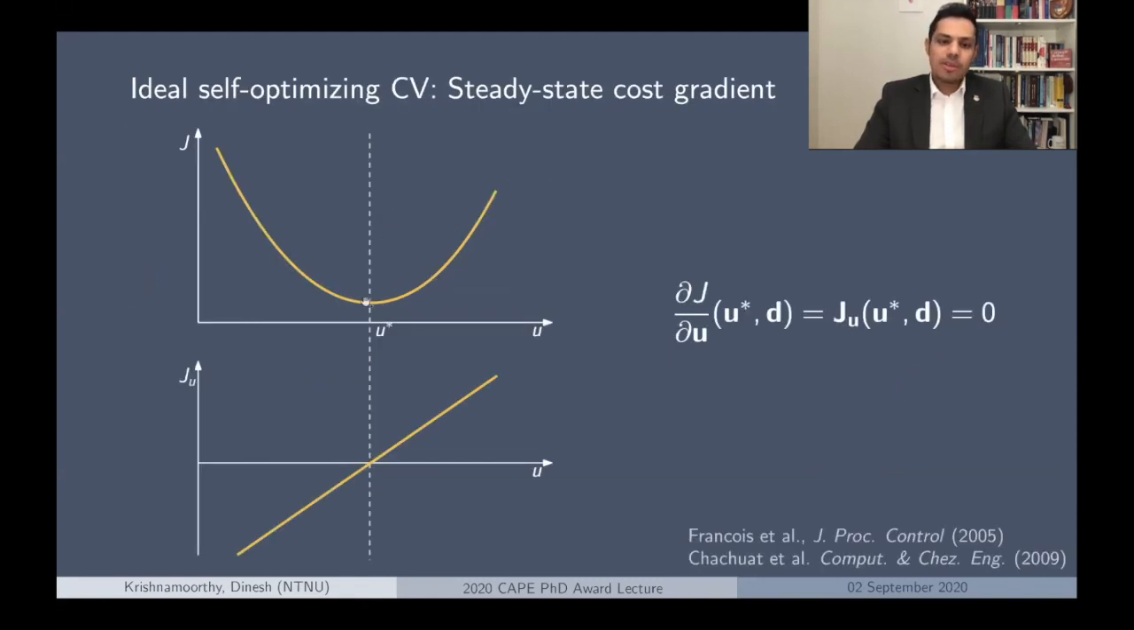Alternatively, we know that at the optimum, the steady state cost gradient must be equal to zero. So the steady state cost gradient is the ideal self-optimizing CV. The idea here is that if we can somehow estimate the steady state cost gradient, then we can drive this to a constant set point of zero, and we can enforce this necessary condition of optimality.